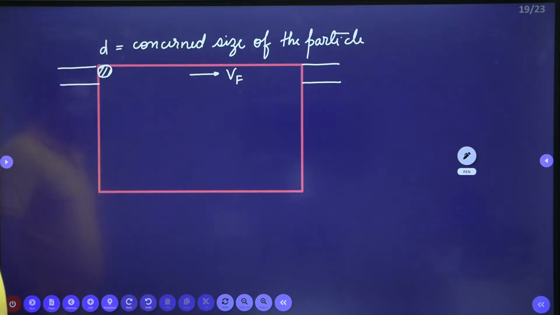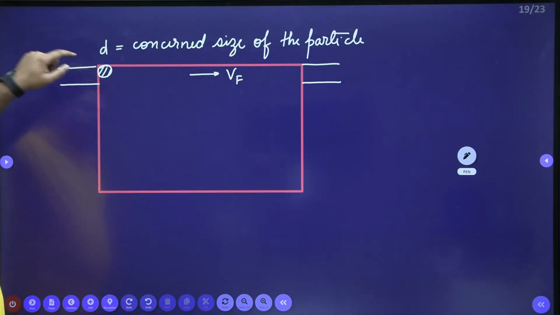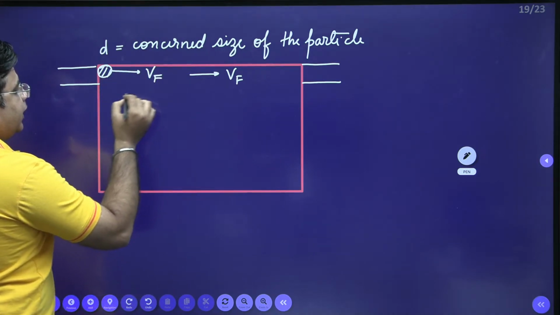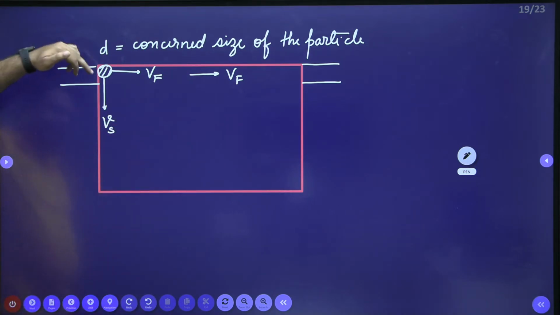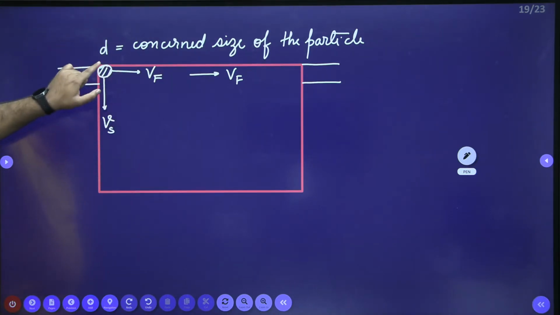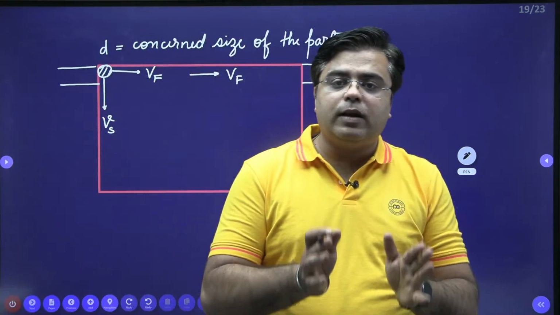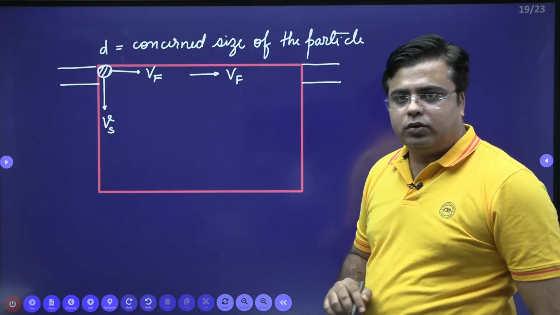Concerned size of the particle, right? This is the particle for which we are designing this tank. If you observe this particle, its horizontal velocity is Vf and its settling velocity is Vs. Now what do we mean by designing the tank with respect to this size of particle? It means that we are providing sufficient time to this particle to reach the bottom of the settling zone, right?